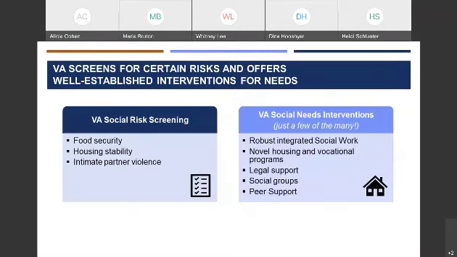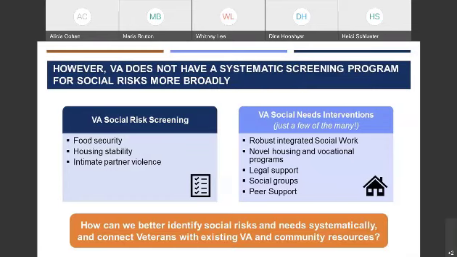Now that we've talked about how to document unmet social needs, I just want to talk very briefly about how to identify these needs in the first place. The VA currently screens systematically for food insecurity, housing instability, and intimate partner violence. And within VA, we're incredibly lucky that we have a number of robust interventions to address these needs. But the VA does not have a system for systematically screening for social risks more broadly. So how can we better identify social risks and social needs systematically and connect veterans with existing VA and community resources?